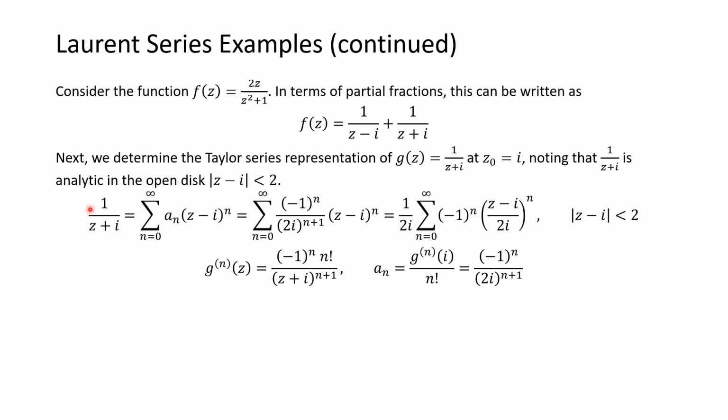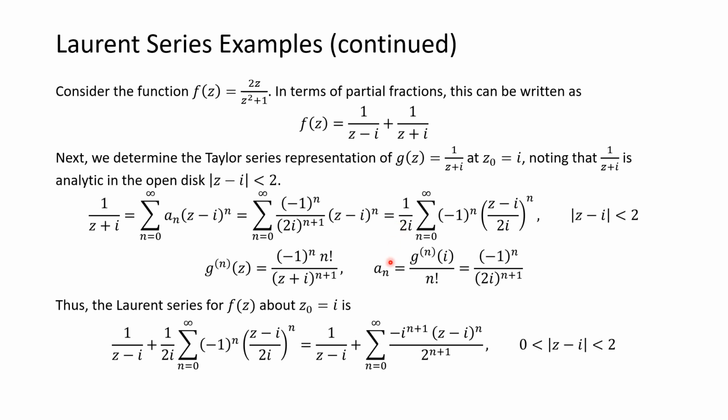And so I just go back here, and 1 over z plus i equals, this is our Taylor series formula. We just computed a_n. So we plug that in here. We can factor out a 1 over 2i, which I did here. And then we get z minus i over 2i to the n power. So that's the Taylor series.